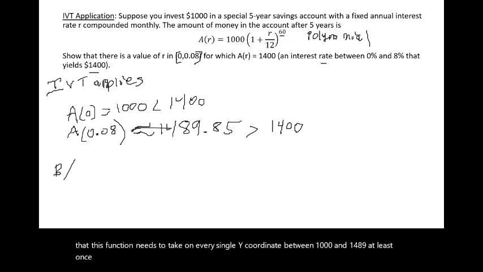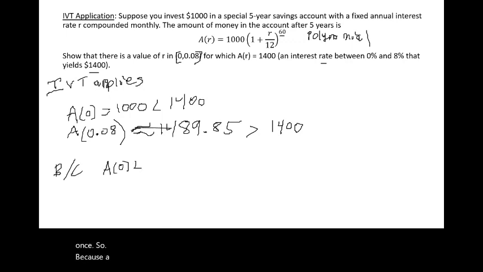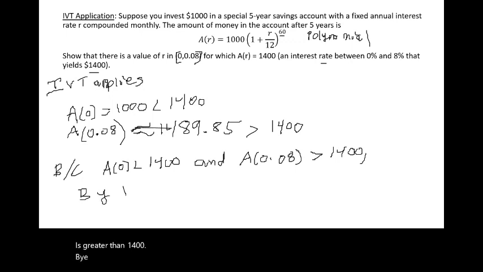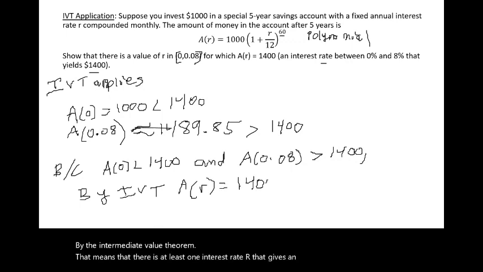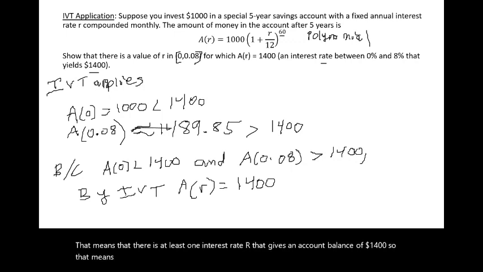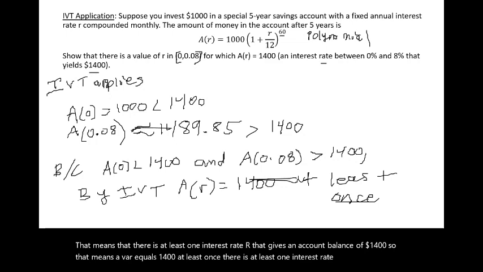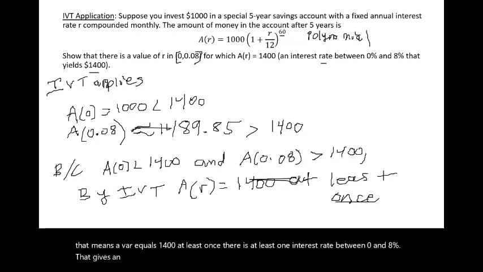So, because A of 0 is less than 1,400, and A of 0.08 is greater than 1,400, by the intermediate value theorem, that means that there is at least one interest rate R that gives an account balance of $1,400. So that means A of R equals 1,400 at least once. There is at least one interest rate between 0 and 8% that gives an account balance of exactly 1,400.